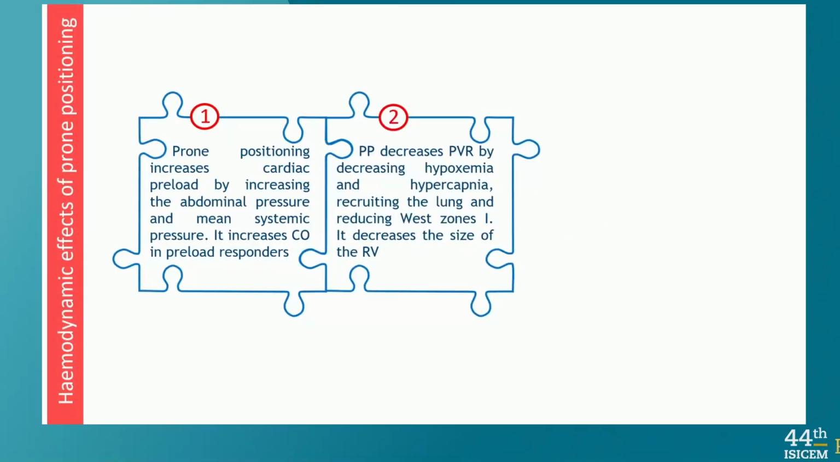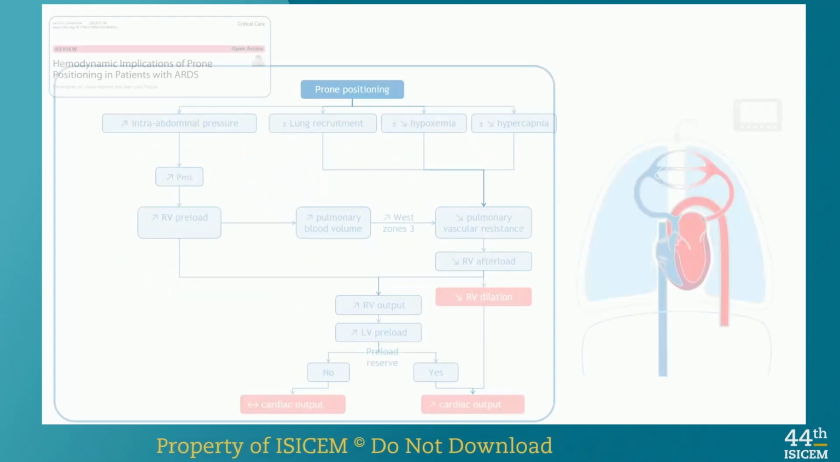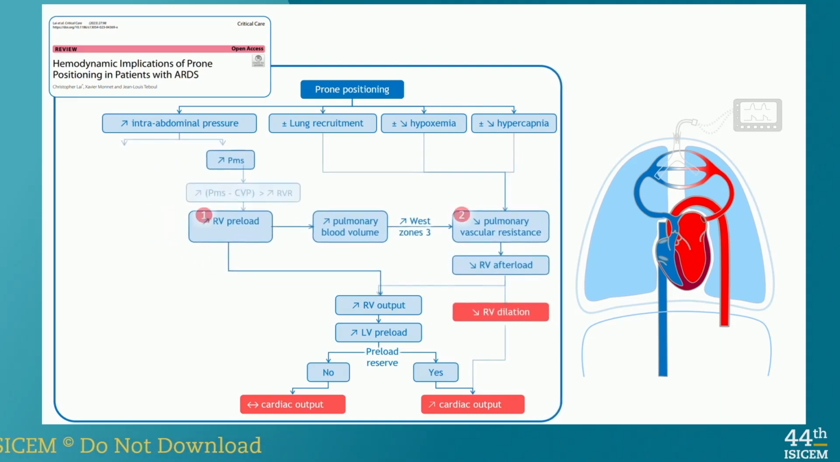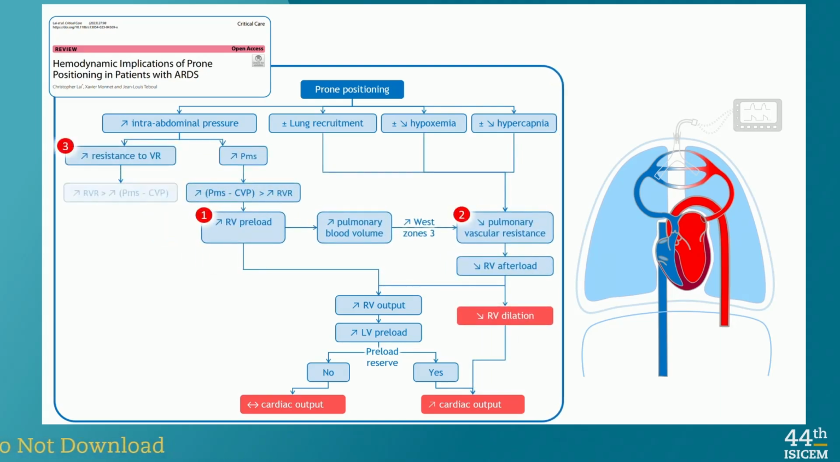And that's my second message. Prone positioning decreases pulmonary vascular resistance by decreasing hypoxia, hypercapnia, recruiting the lung, reducing West zone 1. It decreases the size of the right ventricle. However, there may be some deleterious effects of prone positioning, which is due to the third pathway.